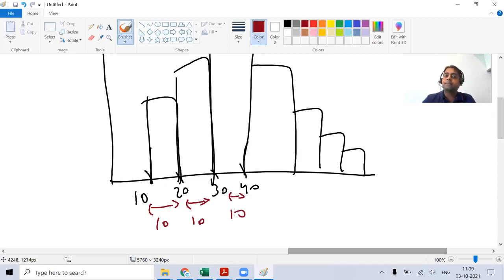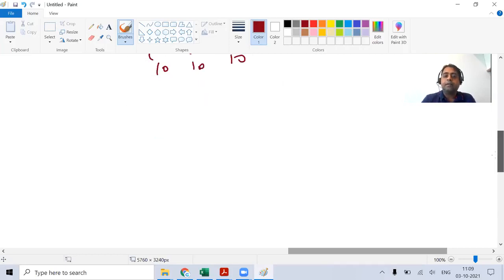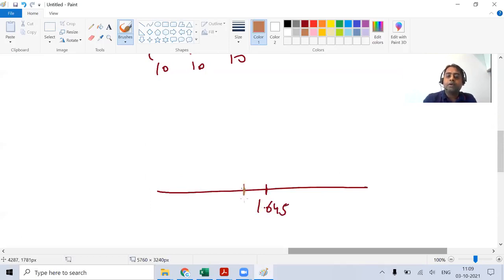Now what they are simply doing in our example, they have got this 1.645. So they are trying to find a lower point over here and the higher point over here.